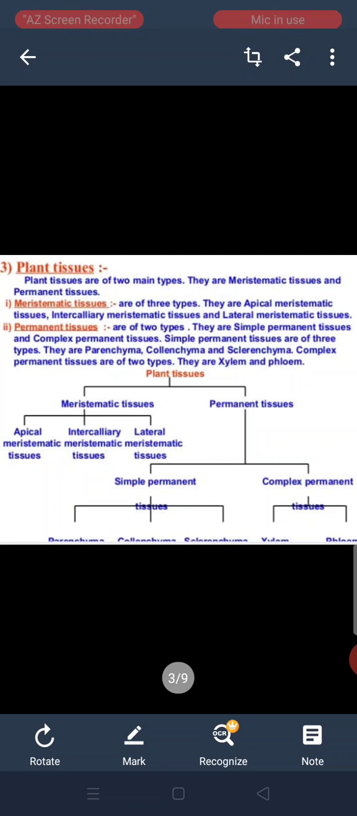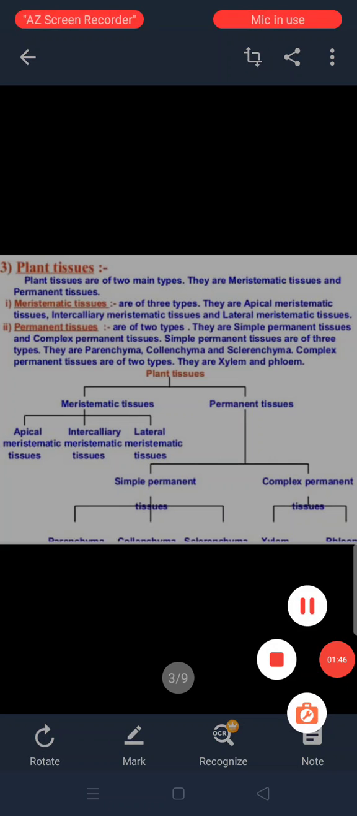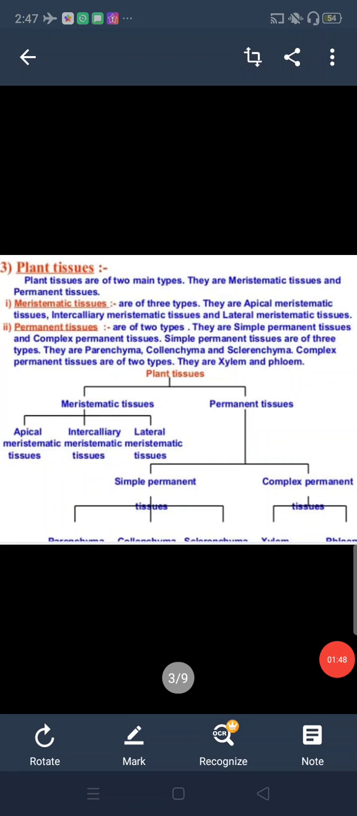Now, plant tissues. Plant tissues are of two main types. They are meristematic tissues and permanent tissues. Meristematic tissues are of three types. They are apical meristematic tissues, intercalary meristematic tissues, and lateral meristematic tissues. Second, permanent tissues. Permanent tissues are of two types. They are simple permanent tissues and complex permanent tissues.